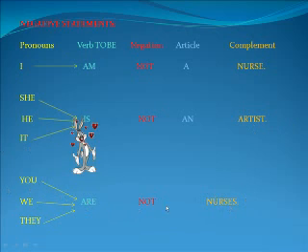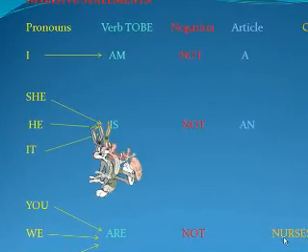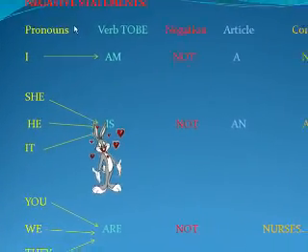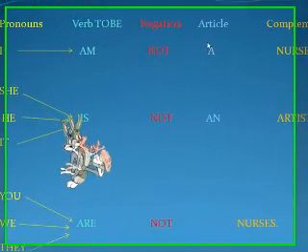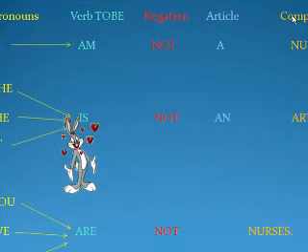They are not nurses. Estudiantes, no olvidarse que en la forma negativa primero va el pronombre, seguido del verbo to be, la negación, el artículo y al final el complemento.